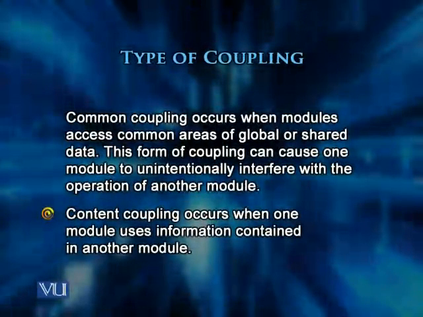Then we have content coupling. Content coupling occurs when one module uses information contained in another module. Now this is also a form of tight coupling. If a module requests through an interface and asks for a service, and that service is provided, this is an indication of tight coupling between two modules. It, however, is sometimes unavoidable, because this is how the components are integrated together.